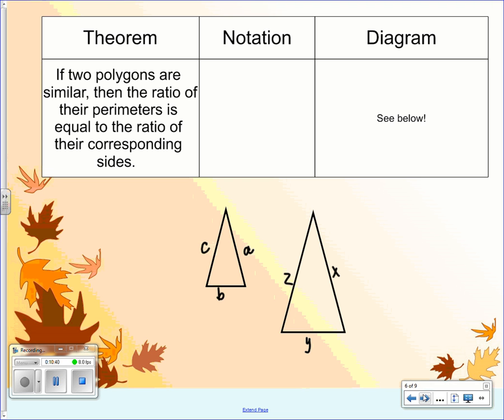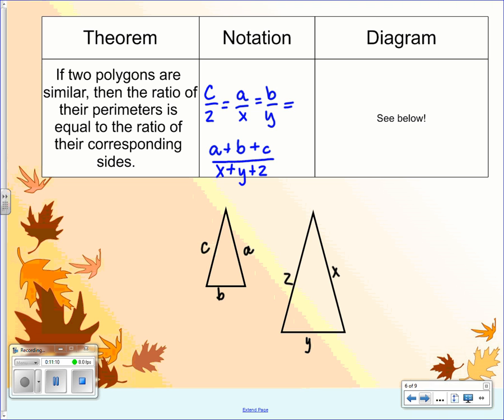So we know ratios of corresponding sides, like C over Z, is equal to A over X, and that's equal to B over Y. But what we can add to this is that the perimeter of our small triangle, A plus B plus C, over the perimeter of our larger triangle, X plus Y plus Z, is also equal to that ratio.